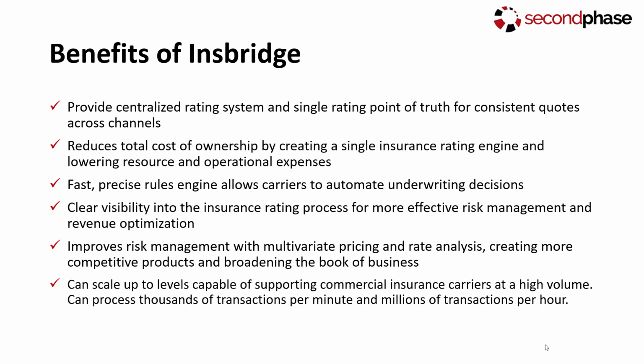It reduces the total cost of ownership by creating a single insurance rating engine and lowering resource and operational expenses. Its fast, precise rules engine allows carriers to automate underwriting decisions. It gives clear visibility into the insurance rating process for more effective risk management and revenue optimization. It improves risk management with multivariate pricing and rate analysis, creating more competitive products and broadening the book of business. And it can scale up to levels capable of supporting commercial insurance carriers at high volume. It can process thousands of transactions per minute and millions of transactions per hour.